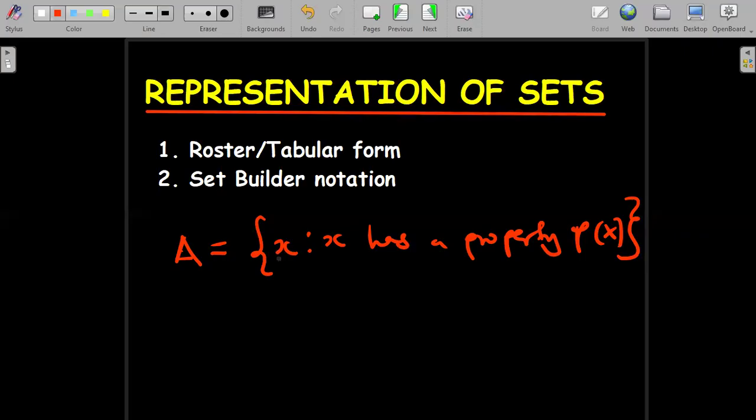So it's a set of X. As you're reading this, you read set A is a set of X such that X has a property P of X. So this is how the set itself is described.